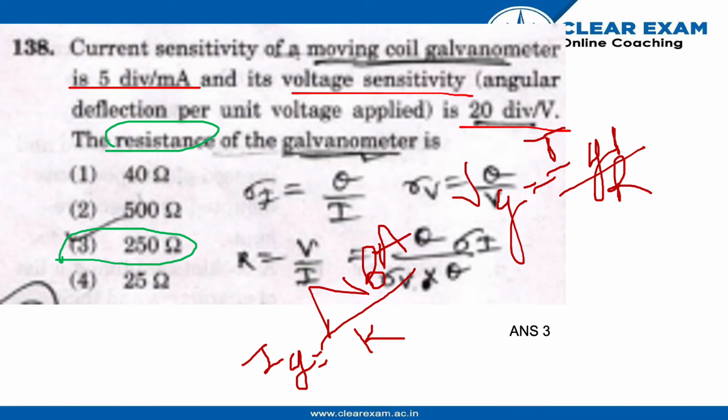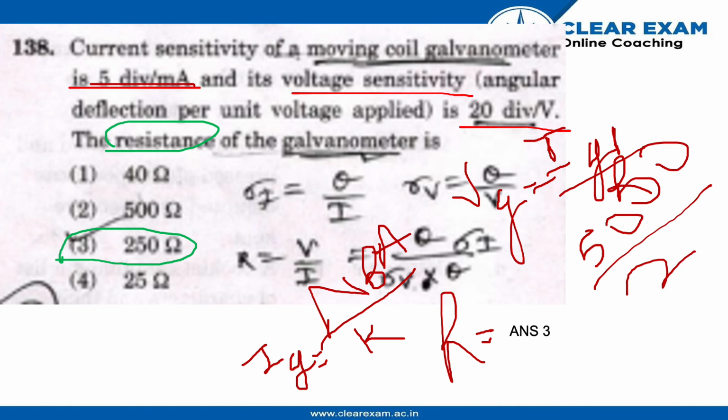So we have Ig, that is 5 div/mA, which will come out to be 5000 div/A, and then we have 20 div/V, the voltage sensitivity. So for R we have to divide 5000 by 20, and the result comes out to be 250.